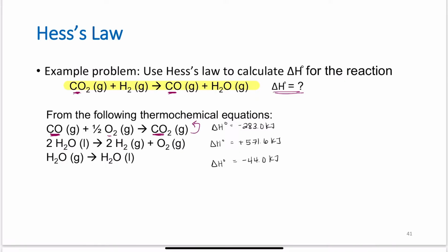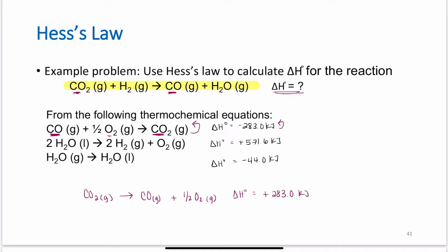But I'm going to flip this reaction. When I flip this reaction, that means I also flip the sign on delta H. So let's go ahead and rewrite that. CO2 gas is now my reactant. CO is now a product. And 1/2 O2 is also a product. Because I flipped it, I'm going to flip the sign on delta H. Delta H now becomes positive 283 kilojoules.